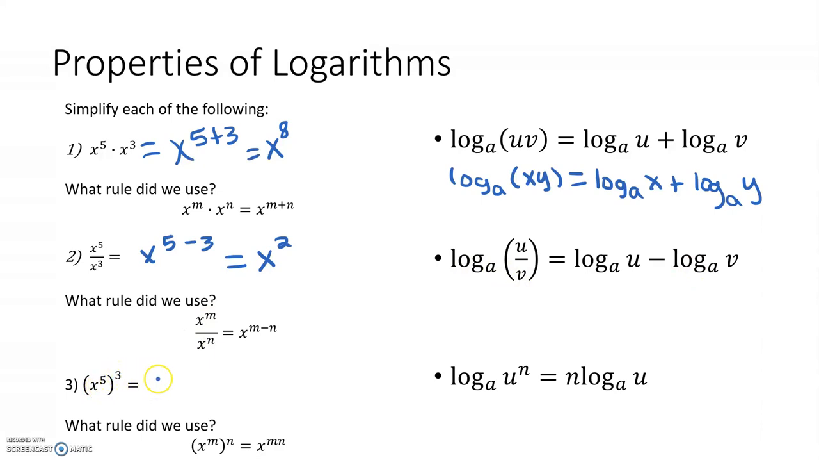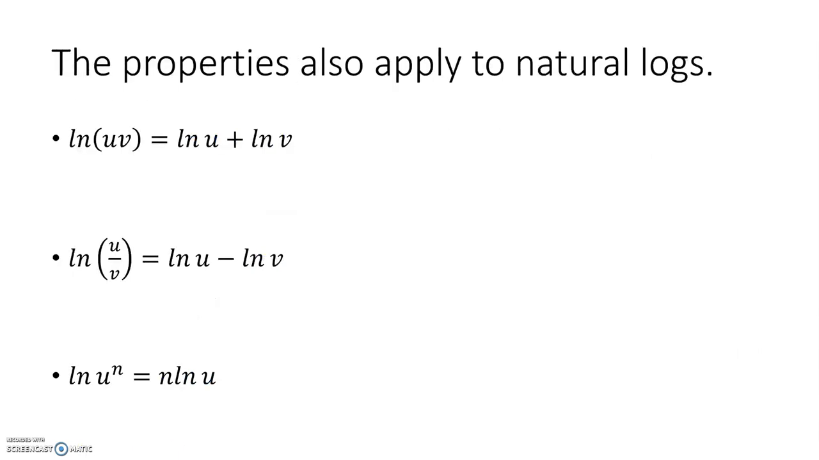And when we're raising a power to a power, we multiplied. 5 times 3, or x to the 15th. And here, if I had log base a of x to the 3rd power, this 3 would come out front to be multiplied times our logarithm. Now, these logarithm properties are true no matter what the base is, including natural logs. It also applies if I'm multiplying, I can change them to addition. If it is division, I expand it by subtracting. And if we're raising it to a power, we multiply it.